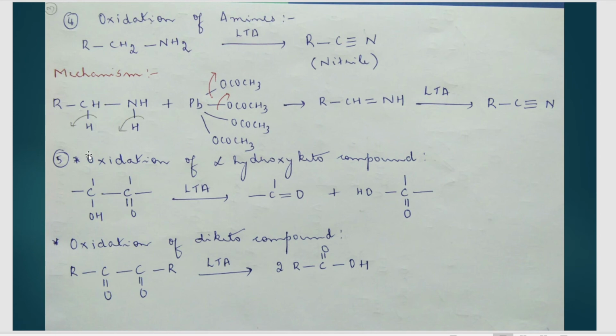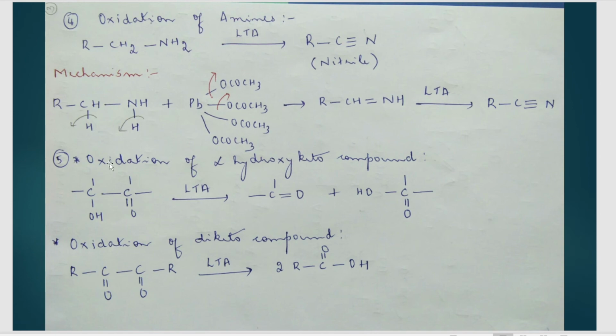I have just opened the chain and written RCH bond H, and NH2 I have just written as NH bond H. So both of these hydrogen atoms leave as H plus ions, and from lead tetraacetate, two acetate groups are removed. So the byproduct is 2 CH3COOH, and there's a bond formation between this carbon and nitrogen. So it gives a double bond. Once again, that same step is repeated. I've not shown it. These two hydrogen atoms once again leave, and there's a triple bond formation between carbon and nitrogen, which is a nitrile molecule.